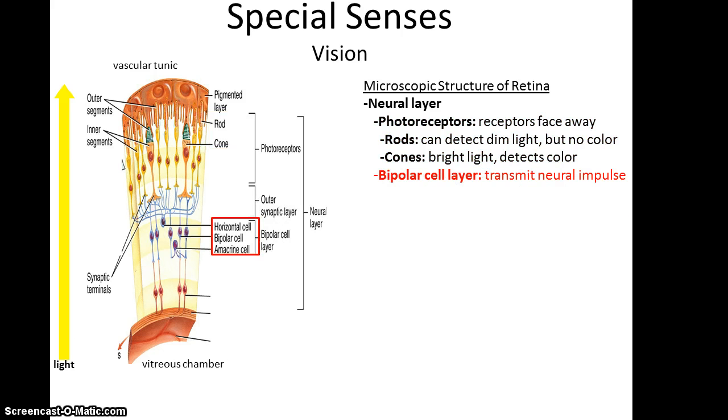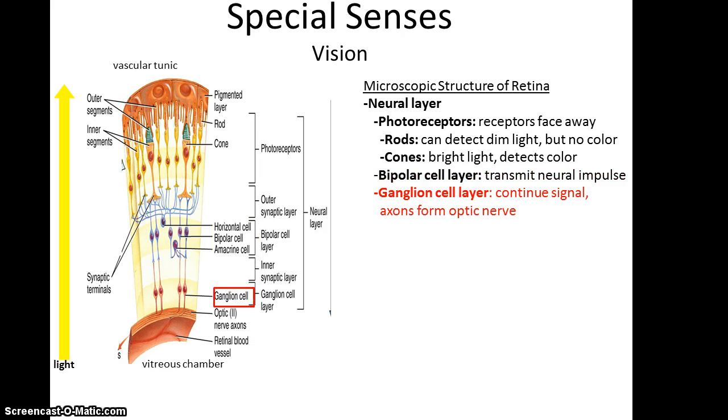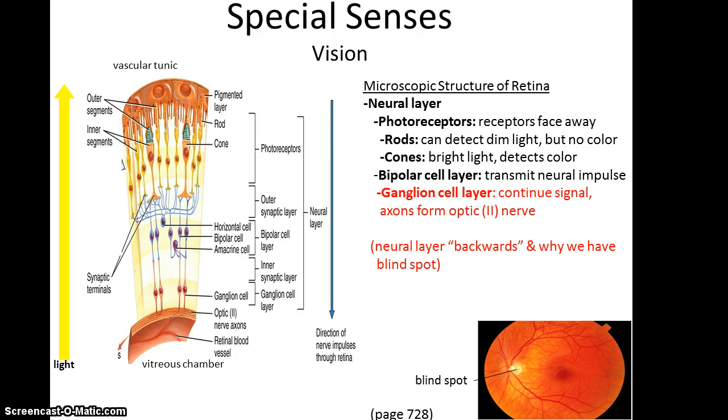Alright, after that, you have a number of neurons that will synapse with the photoreceptors. These include the bipolar cell layer, which is going to transmit the signal onto other neurons. And then the ganglion cell layer, which will continue sending the signal out through the optic nerve. So it's the ganglion cells' axons that form the optic nerve.